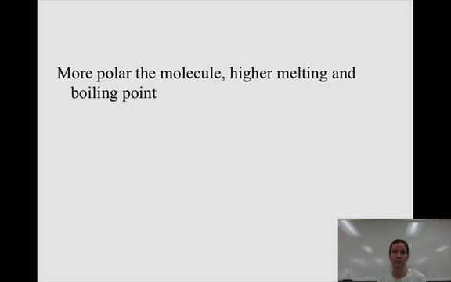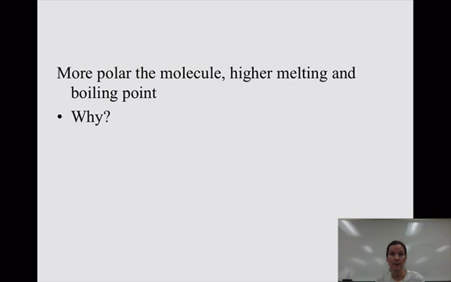So what molecules exhibit dipole-dipole? Polar covalent compounds. Dipole-dipole molecules have a very high melting point and boiling point. Not as high as ionic, but they're higher than their nonpolar counterpart.